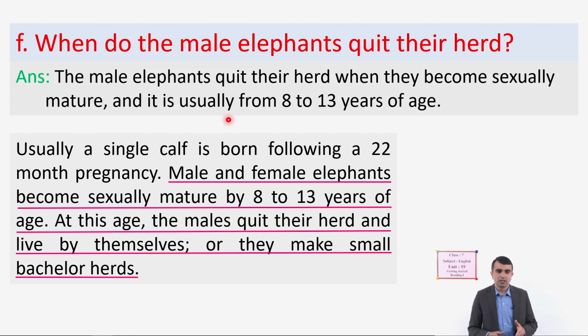Okay. The male elephants quit their herd when they become sexually mature, and it is usually from 8 to 13 years of age, isn't it? Yes. Okay. Now you can do it later in detail. You can do this task.